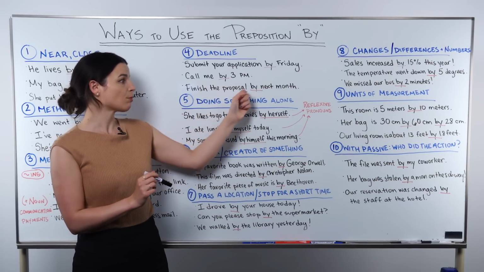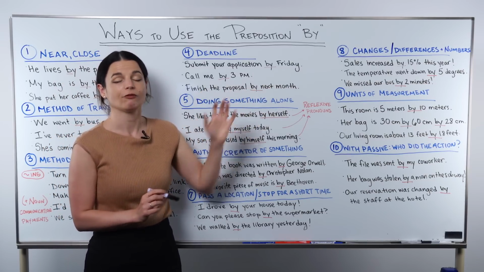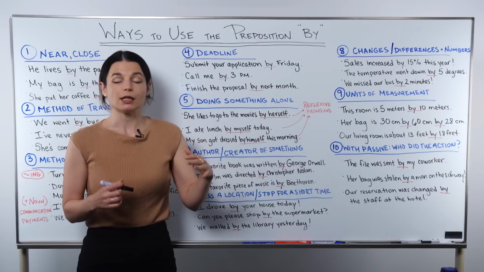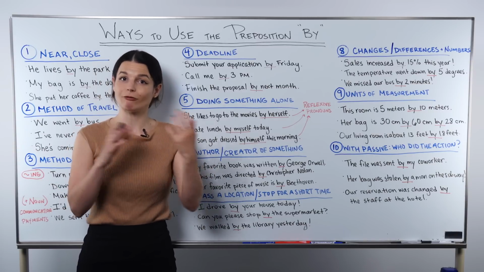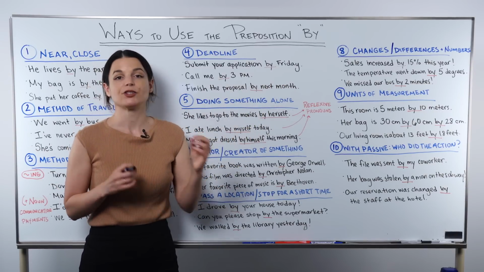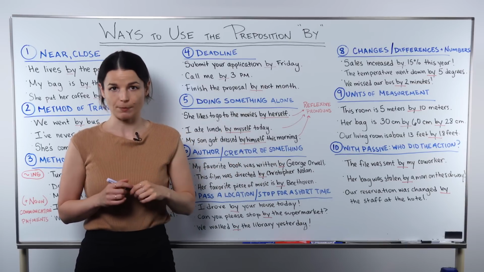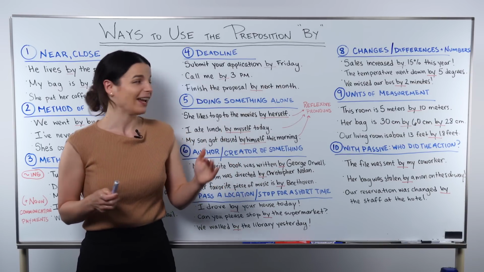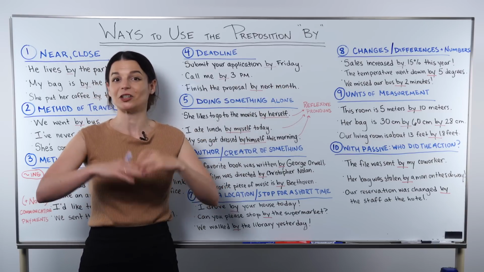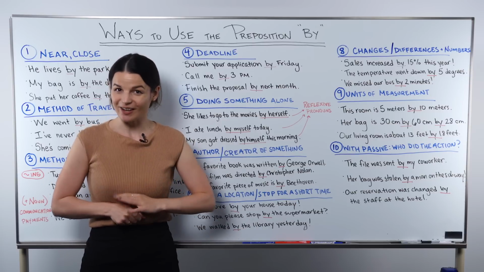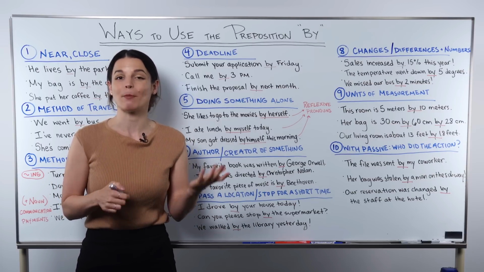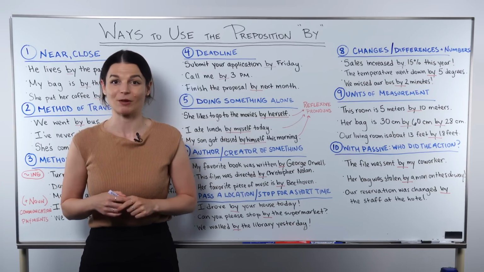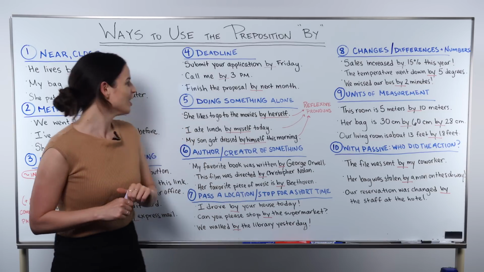Last one, finish the proposal by next month. So all of these sentences mean that it's okay to do that action before the deadline. This by just marks the last possible point for something. A lot of learners ask about the difference between by and until, and I'm not going to talk about it in this lesson because there are a lot of differences, but I have a video about this, so definitely check out the by versus until video that I've made, and I hope that that will help answer your questions about those differences. Okay, let's move on to number 5.